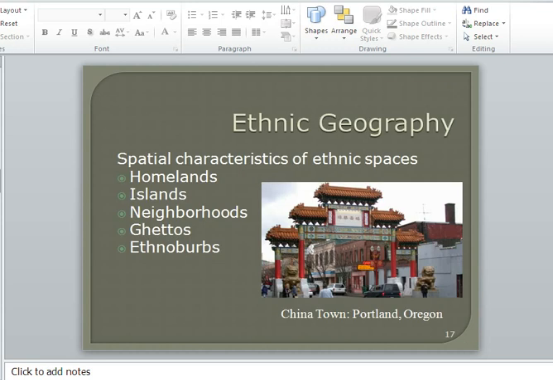So we can look at the physical characteristics of ethnicity in the ideas of ethnic homelands, ethnic islands, ethnic neighborhoods, ghettos, and ethnoburbs. And here's an example of an ethnic neighborhood in Portland, Chinatown.